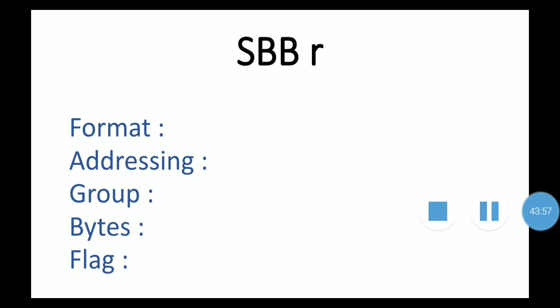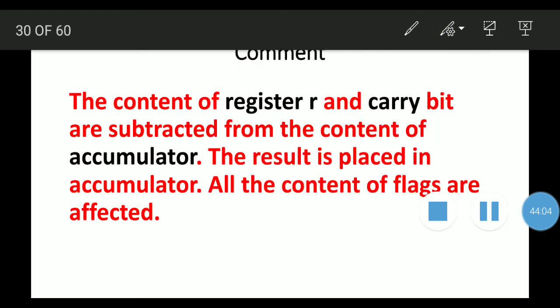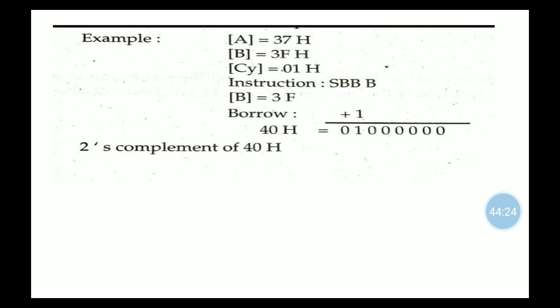SBB R. What does it mean? The content of register R and the carry bit are subtracted from the content of the accumulator. The result is placed in the accumulator. All the flags are affected. Let us take one example. Please solve this example.